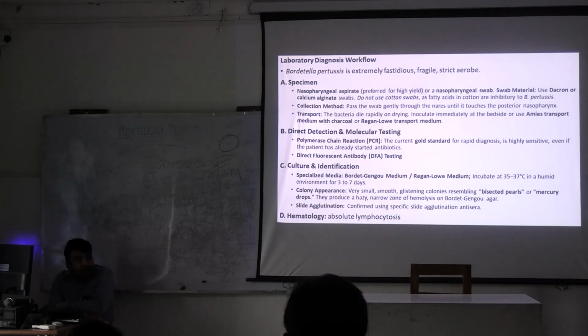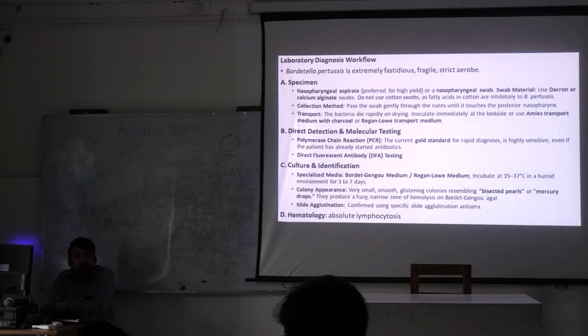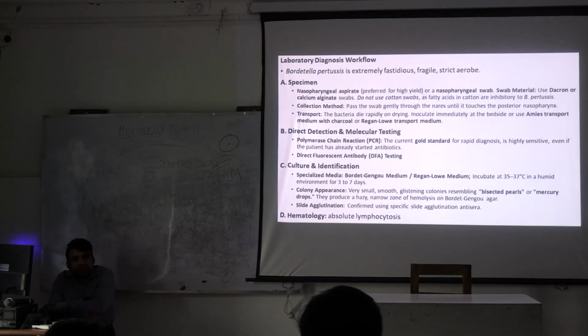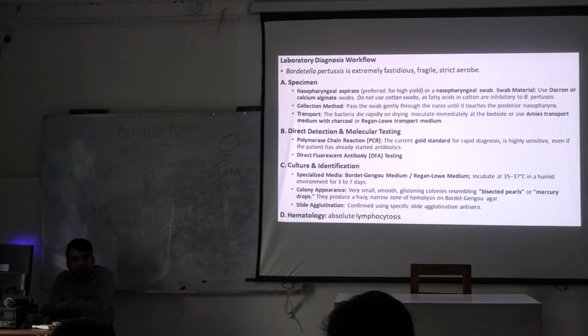Okay. A very prudent indicator of pertussis is absolute lymphocytosis. What is absolute lymphocytosis? And what is relative lymphocytosis? Acha, what are the parameters that we check in a CBC?